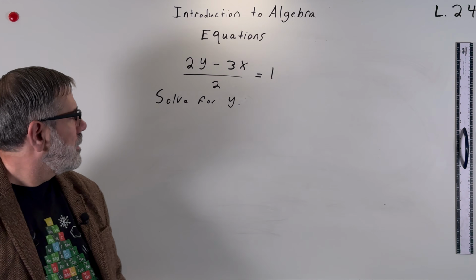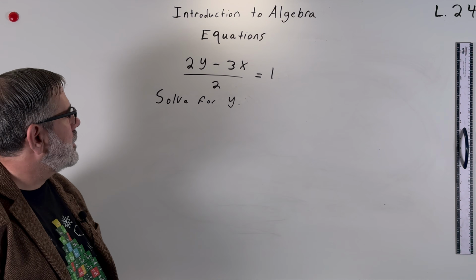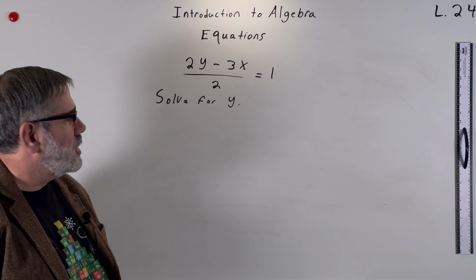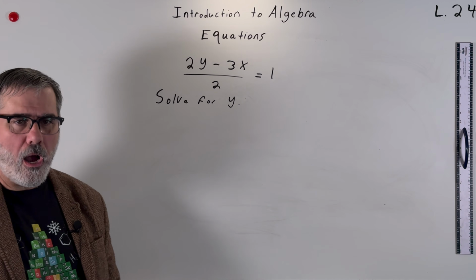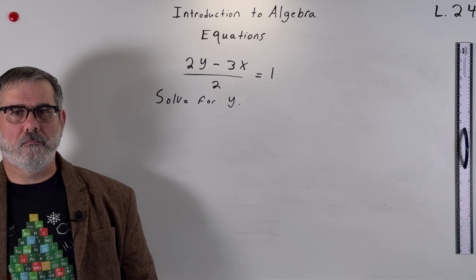All right, so new equation: the quantity 2y minus 3x, divided by 2, is equal to 1. And I would like you to solve for y. So go ahead and pause the video. Try that now. Come back when you have your answer.